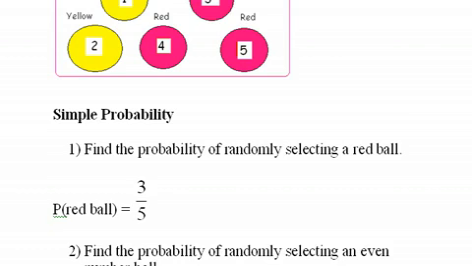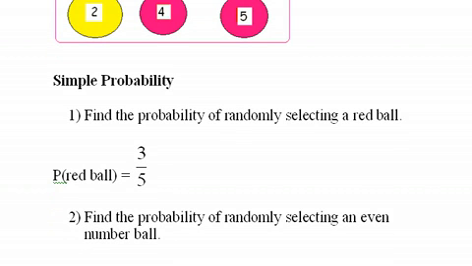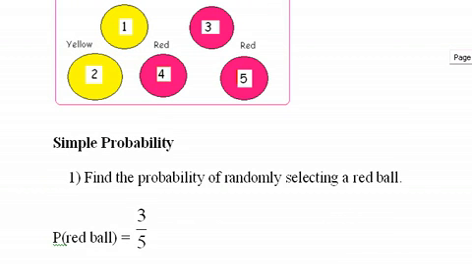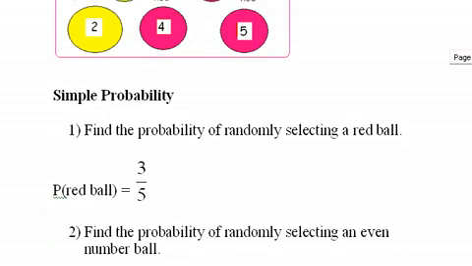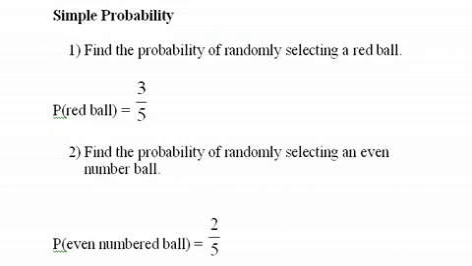And the second problem: find the probability of randomly selecting an even numbered ball. Well, again, we have 5 balls in the sample space, and how many of them are even? There's a 2 and a 4. So there are 2 possibilities for drawing an even numbered ball. So the probability of drawing an even numbered ball is 2/5 or 0.4.